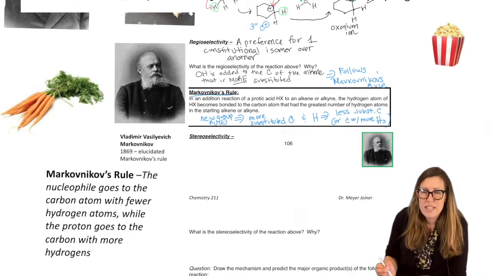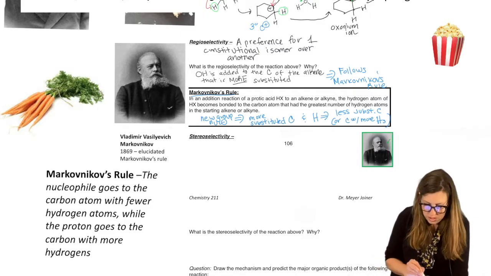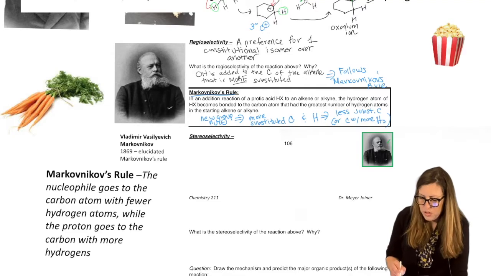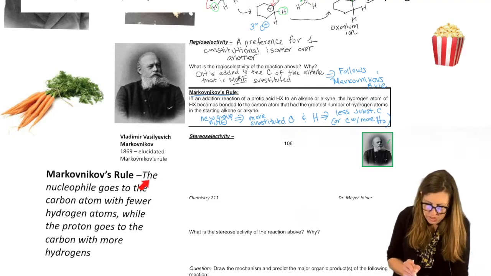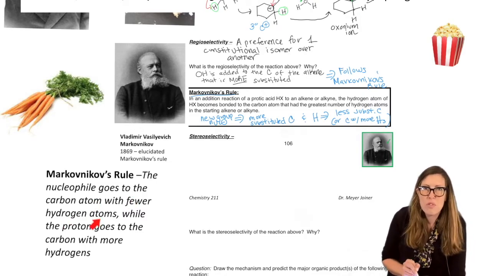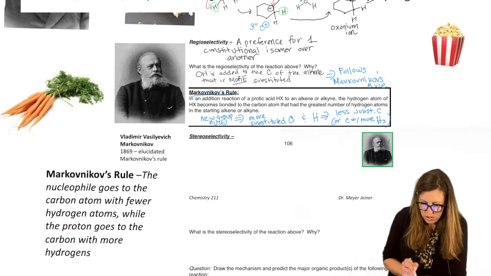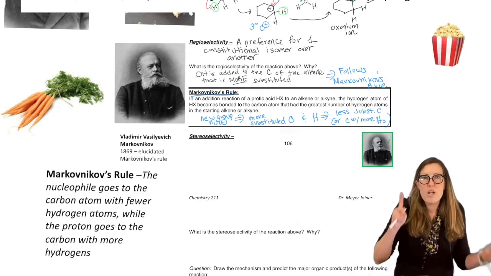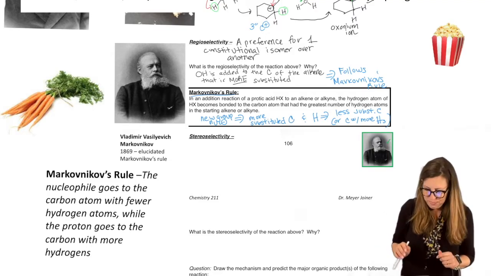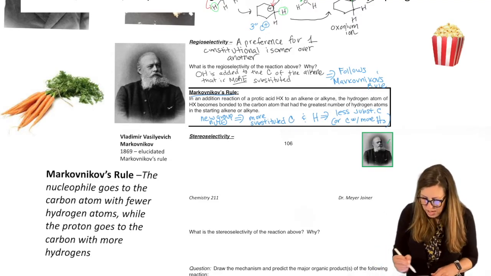Another way I've seen textbooks rephrase Markovnikov's rule, because the original phrasing in the paper is a little more convoluted: we could say the new group goes to the more substituted carbon, the H goes to the less substituted carbon. This is another popular phrasing: the nucleophile goes to carbon atoms with fewer hydrogen atoms. Fewer hydrogen means more substituted, right? While the proton goes to the carbon with more hydrogen. So you look at the two carbons, the one that has more H's gains the H. Let's get some practice doing that again.